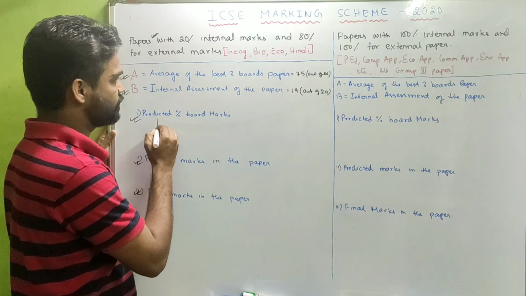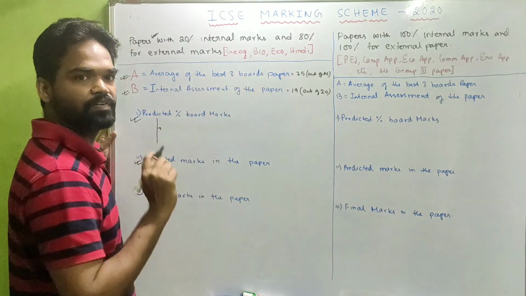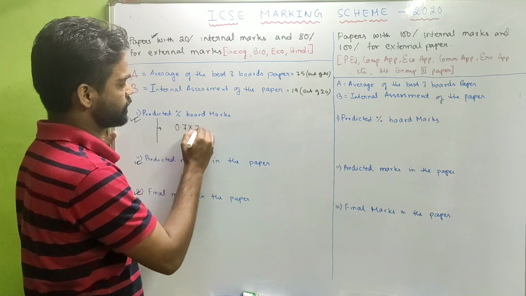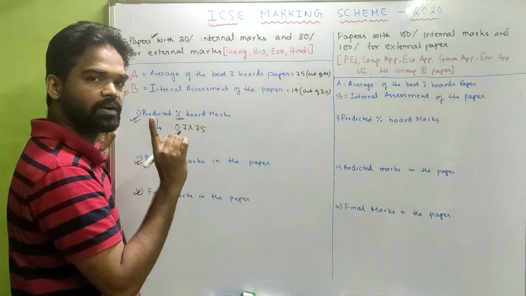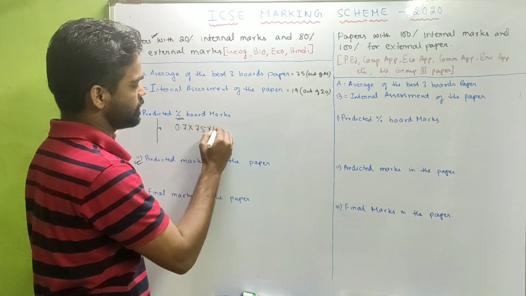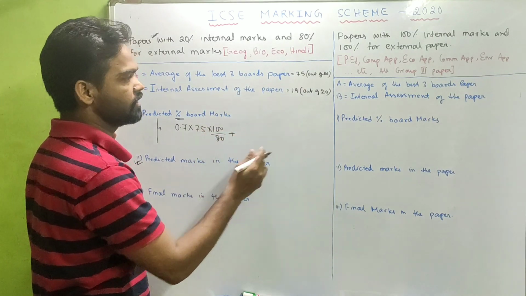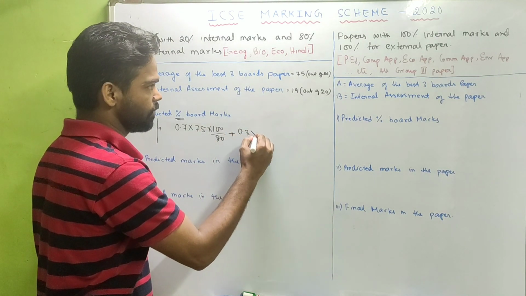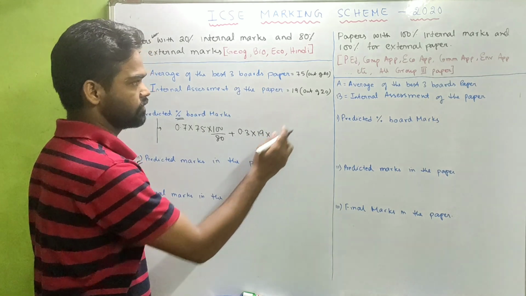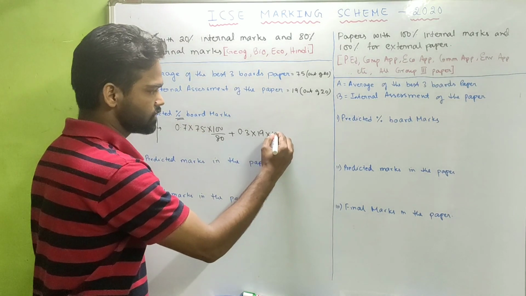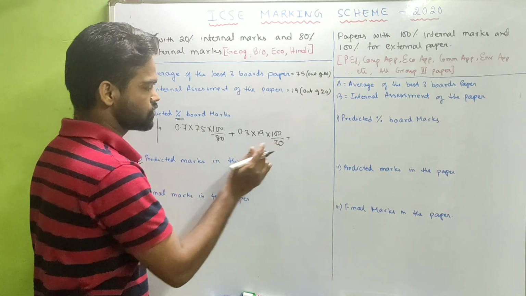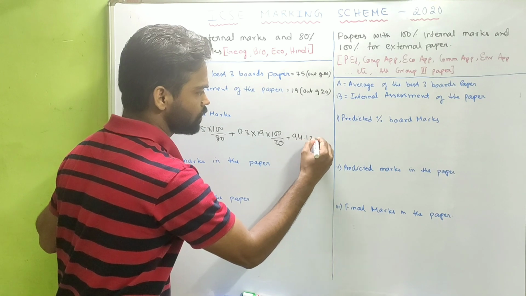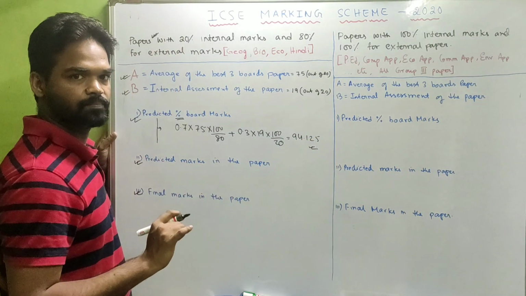What they have done is give 70% weightage to the average, which means they'll multiply 0.7 by the percentage. So out of 100, and this is out of 80, so we'll multiply by 100 by 80, plus 30% weightage of internal. So 0.3 multiplied by 19. Again, this was out of 20, so percentage out of 100 is 100 by 20. So they will calculate this factor first. This is 94.125. After calculation, it comes to this.